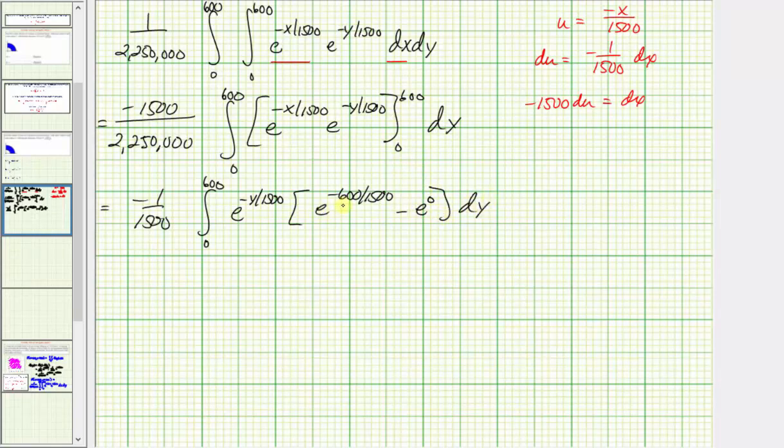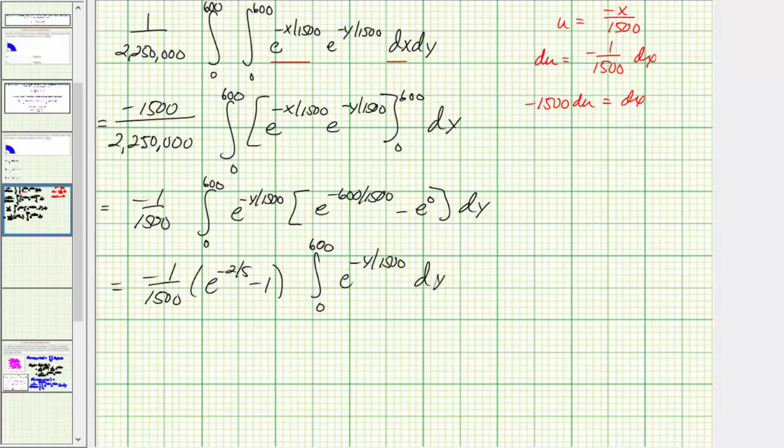This simplifies to e to the negative 2/5 minus 1, which are both constants. So let's write this as negative 1 over 1,500 times the quantity e to the negative 2/5 minus 1. Then we still have times the integral from 0 to 600 of e to the negative y divided by 1,500, and we have differential y.